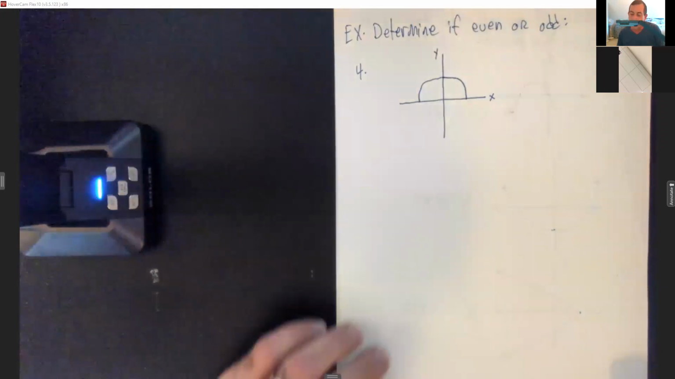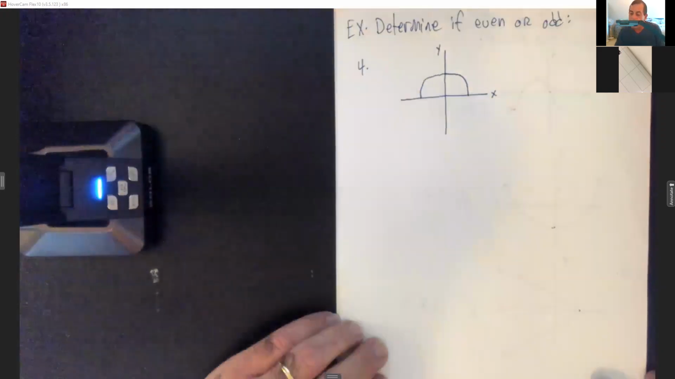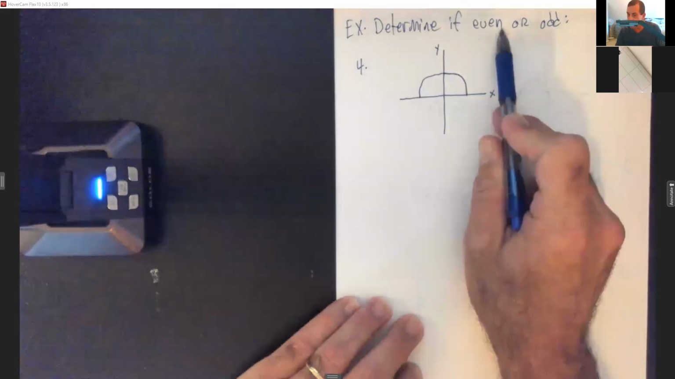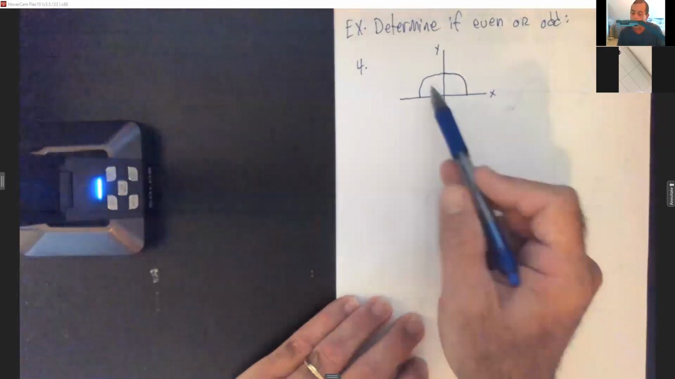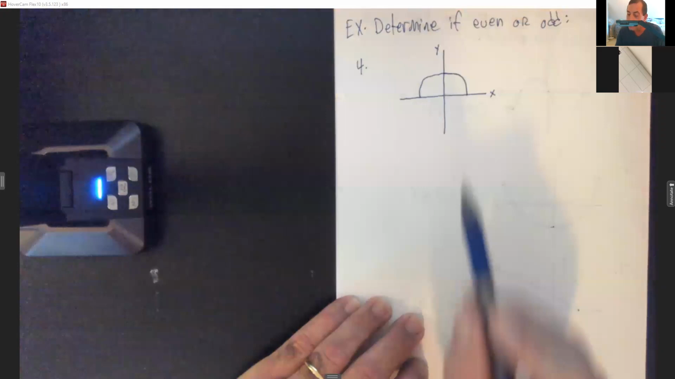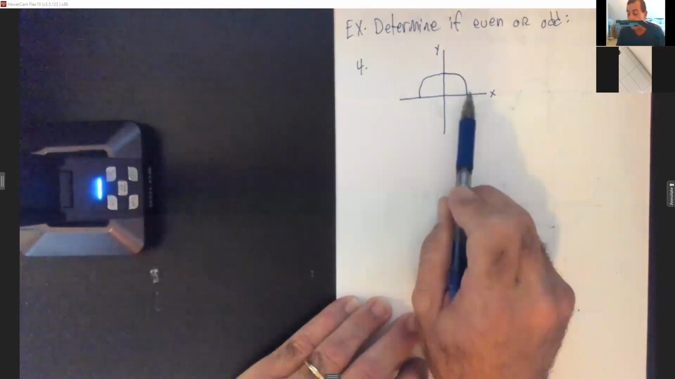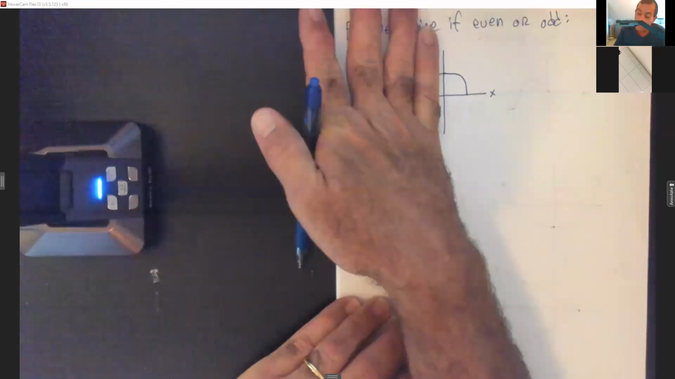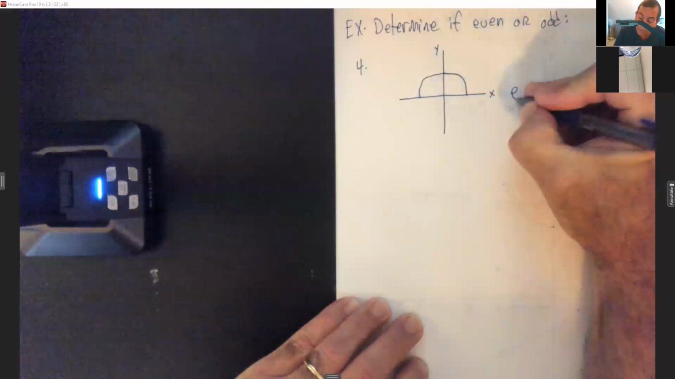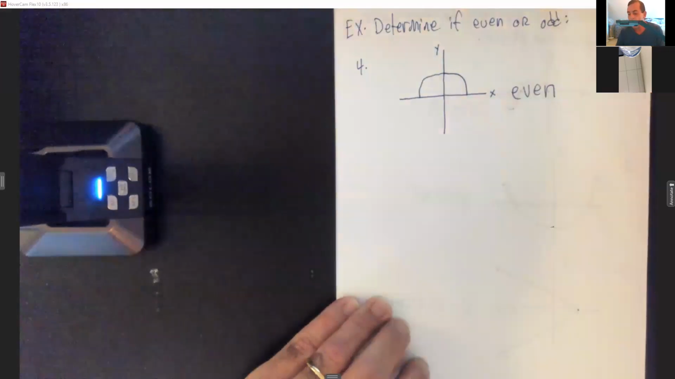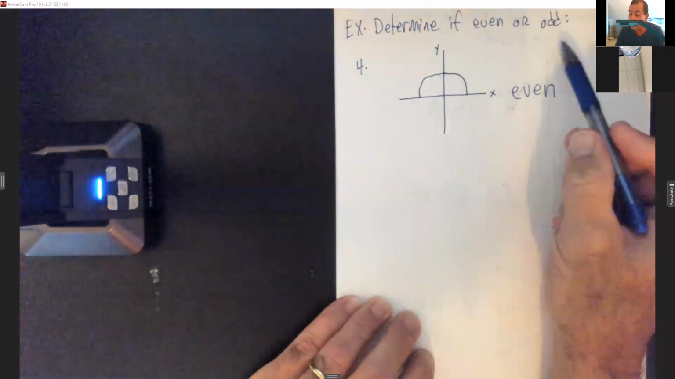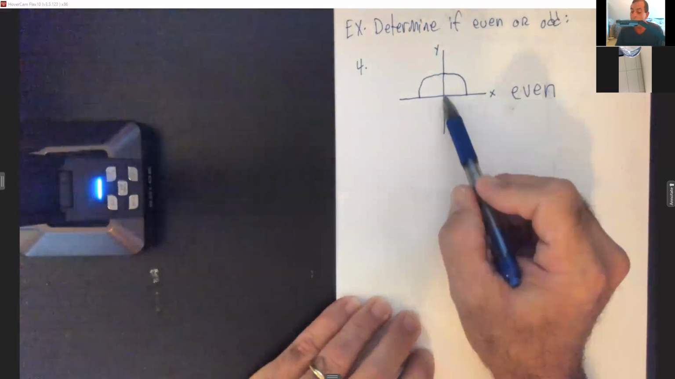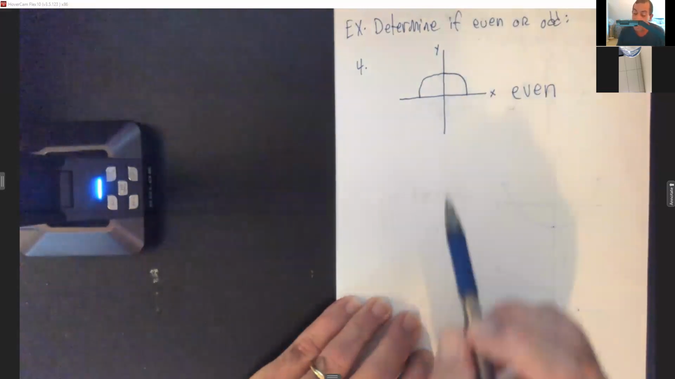So even or odd. Remember, we said if it's even, it's symmetric to the Y-axis, or it crosses the X-axis an even number of times. So this one looks like it's touching the X-axis twice, which is even. And also, if I take my graph and fold it over to Y, it lands right on itself. So this is definitely even. For that to be an odd, it would have had to be symmetric to the origin, and it would have had to touch the x-axis an odd number of times.